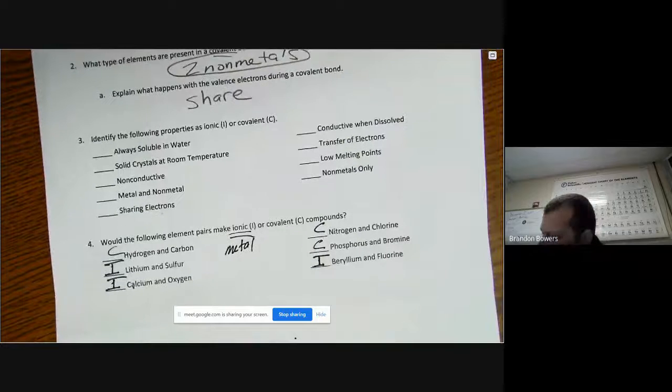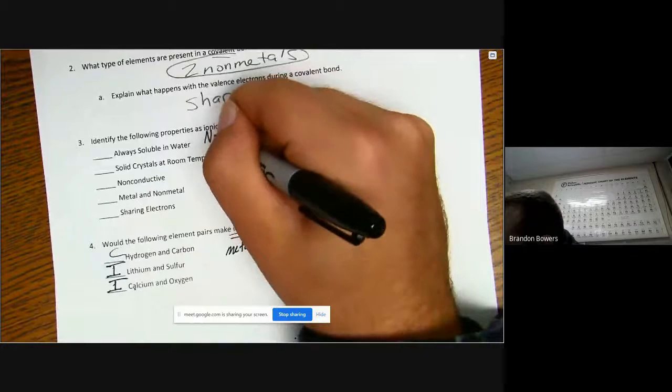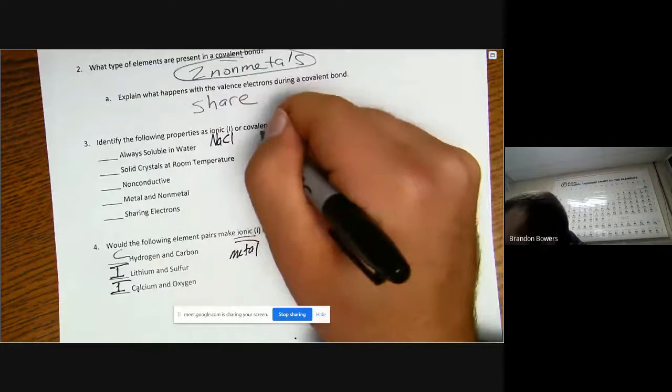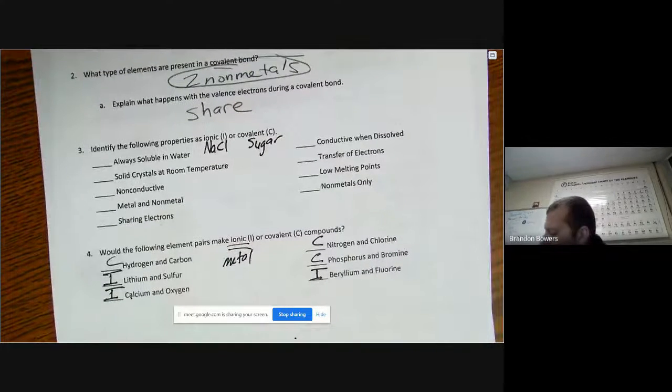So ionics. Ionics have metals. And what I like to think of ionic is salt, NaCl. And covalent, I like to think of as sugar. Okay. And I hope you guys remember the lab we did. Some people stirred it. Some people put it on a hot plate, the salt and sugar. And some people used a little battery thing to see if it conducted electricity. All right, so these are the ones that we're going to analyze.